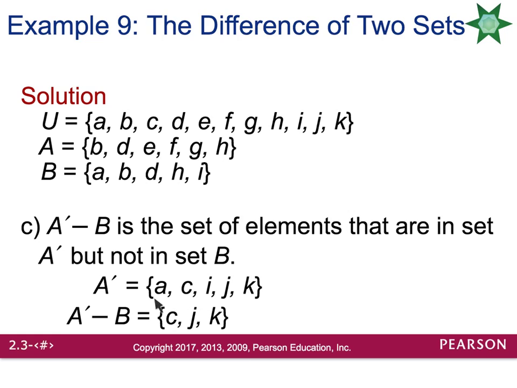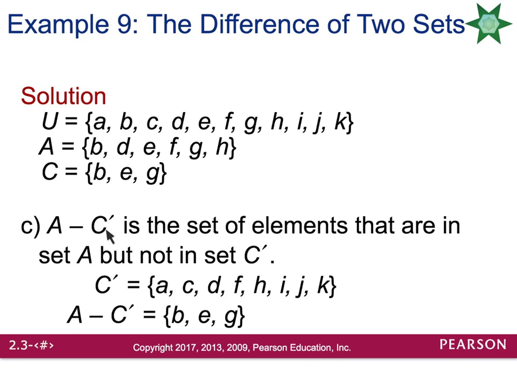Now when we say A prime, or A complement, minus B, we're going to look for everything in this set that's not in B. We start with A. A is in B, so we wouldn't include that. C is not in B, so we include C. I is in B, so we would not include I. J is not, so we include J. And then K is not, so we include K. So just C, J, and K would be A prime minus B. Remember, you always have to find that A complement first.